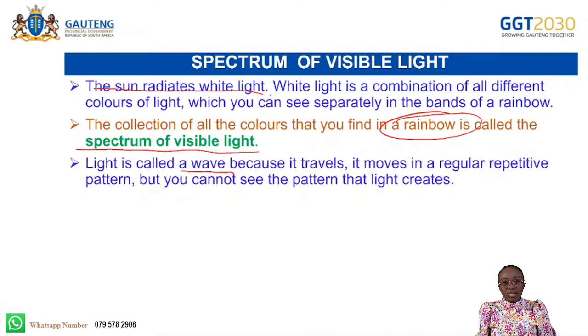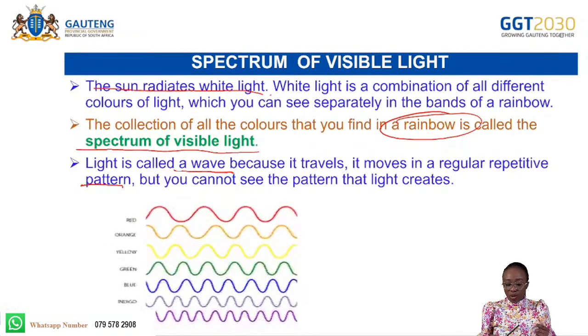Why? Because it travels and moves in a repetitive pattern. Remember, you can see me because of the light that is radiating on me, but you cannot see the light waves, can you? We cannot see it. But light is called a wave because it travels, it moves in a regular, repetitive pattern. So it travels in waves.